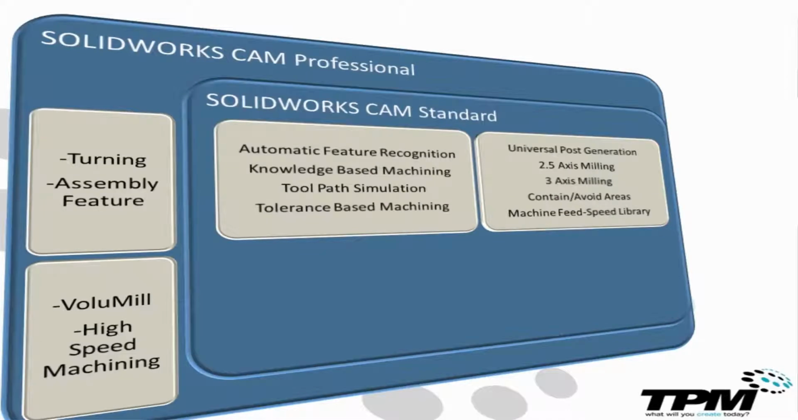With the upgrade purchase to SolidWorks CAM Professional, users will get access to turning, which is the largest difference between Standard and Professional. Users will also get the added benefit of machining assembly features and high-speed machining, including the Volume Mill feature for high-speed and high-performance roughing.